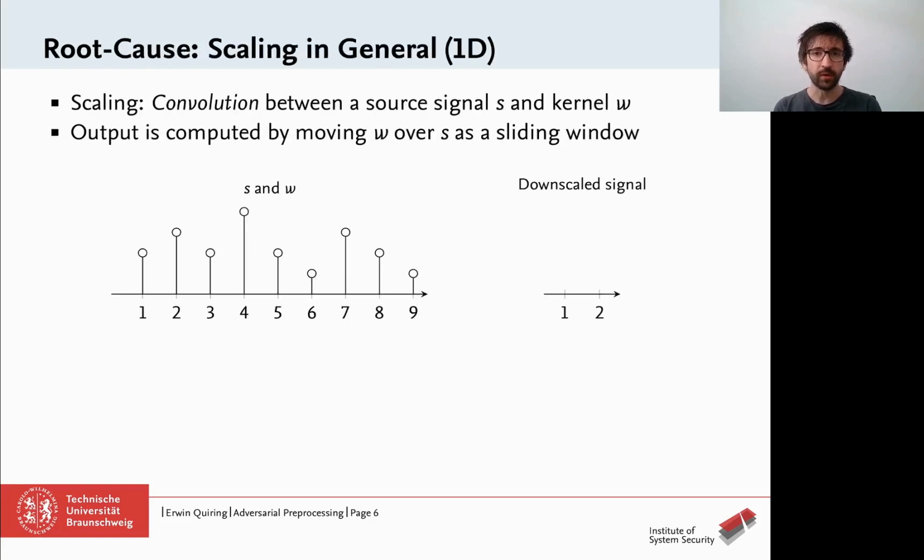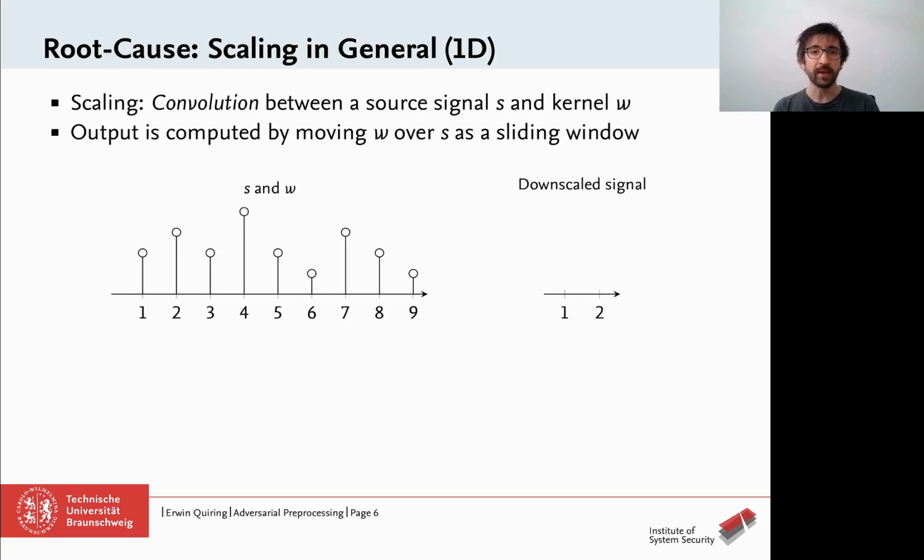So let's start with the root cause. To this end, let's recap how scaling works, and for the sake of simplicity, we consider a one-dimensional signal here. The scaling operation can be described as a convolution between the source signal and a kernel function, similar to the convolutional layer in convolutional neural networks.